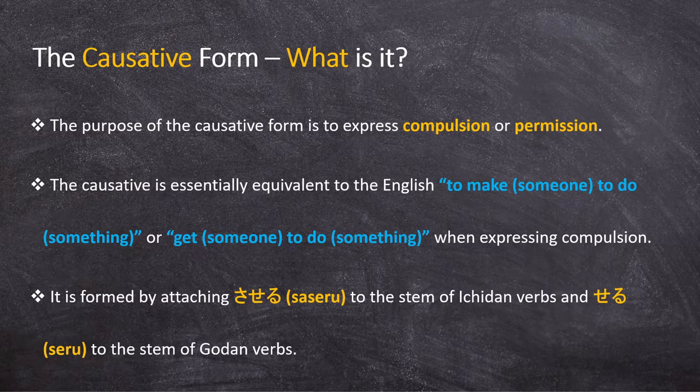So these three points are really the basic groundwork that you need in order to study and master the causative form correctly. First, you must know that you can use the causative form to express compulsion or permission, and that you need seru or saseru attached to the stem in order to get it. But I have dedicated this entire video to that process of formation, so in our next video section we will see how we can form the causative form for our Ichidan verbs.